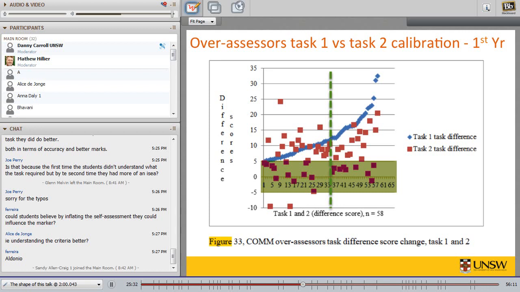So in task 1, the students on the right side, who were very over-optimistic and over-assessed very strongly, more than 10 marks, almost all of them in task 2 calibrated to being more accurate. So they maybe didn't become completely accurate, but they all got better. And this I saw as symptomatic of the strength of the signal of inaccuracy that they received through the self-assessment process.